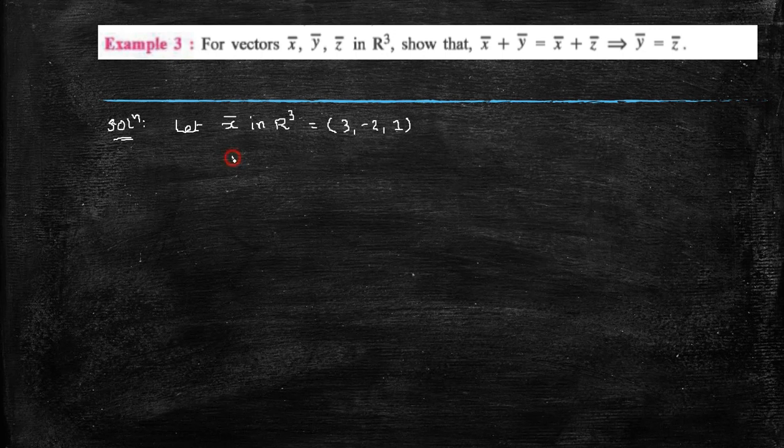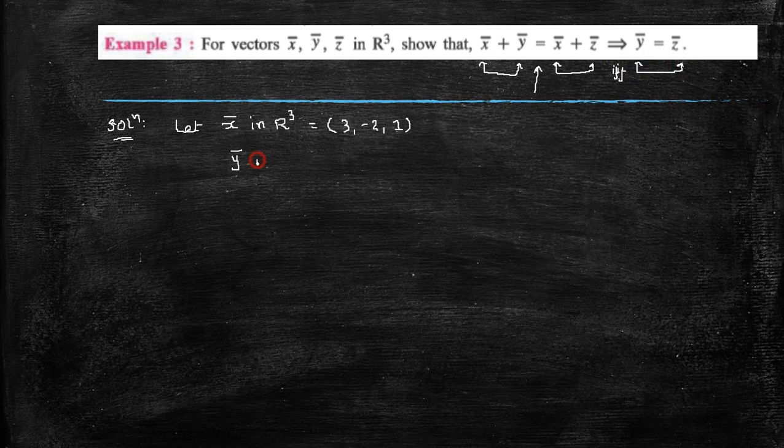Now it is already given that if you add vector X with Y or Z, it will give you the same result. Over here the equal to sign is there. This can be possible if and only if, this is the symbol of IFF, if and only if the vectors Y and Z both are the same.